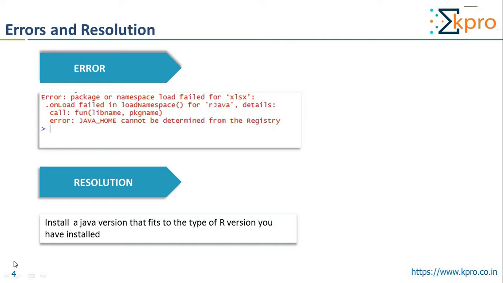While installing our packages for Excel file, it also installs dependent rJava packages. So while installing it, you might encounter the error "JAVA_HOME cannot be determined from the Registry", and this is because the Java which you have installed on your machine is not compatible with the R version you have installed. So to fix that, you have to install a Java version that fits the type of R version you have installed on your machine.